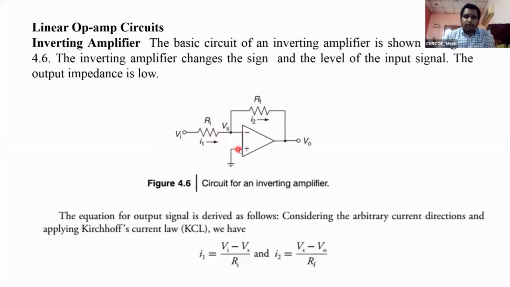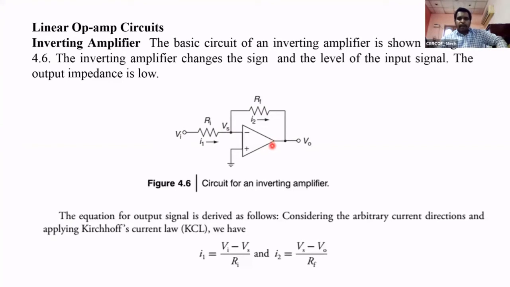In this, the positive terminal is grounded, so the voltage at positive is 0. Now the input is connected to the negative terminal. Ri is the input resistance, and we are connecting a feedback between the output voltage and the input terminal for controlling the gain of the device. This is the circuit of the inverting amplifier.